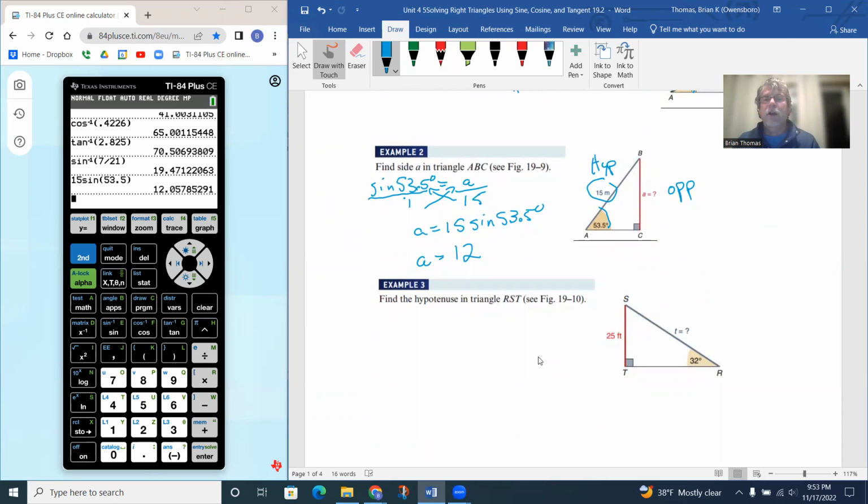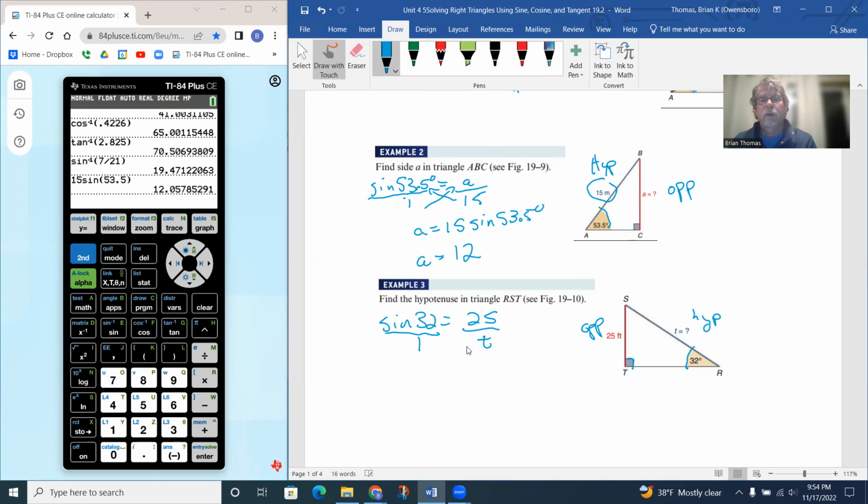So if I want to find the hypotenuse in this example, notice how, again, the acute angle is 32. Notice how this is the opposite side, and here's the right angle over here. So this is the hypotenuse. So we can use sine of 32, and it's going to equal the 25 over the hypotenuse, which we don't know, and they're calling it t. So just put a t there.